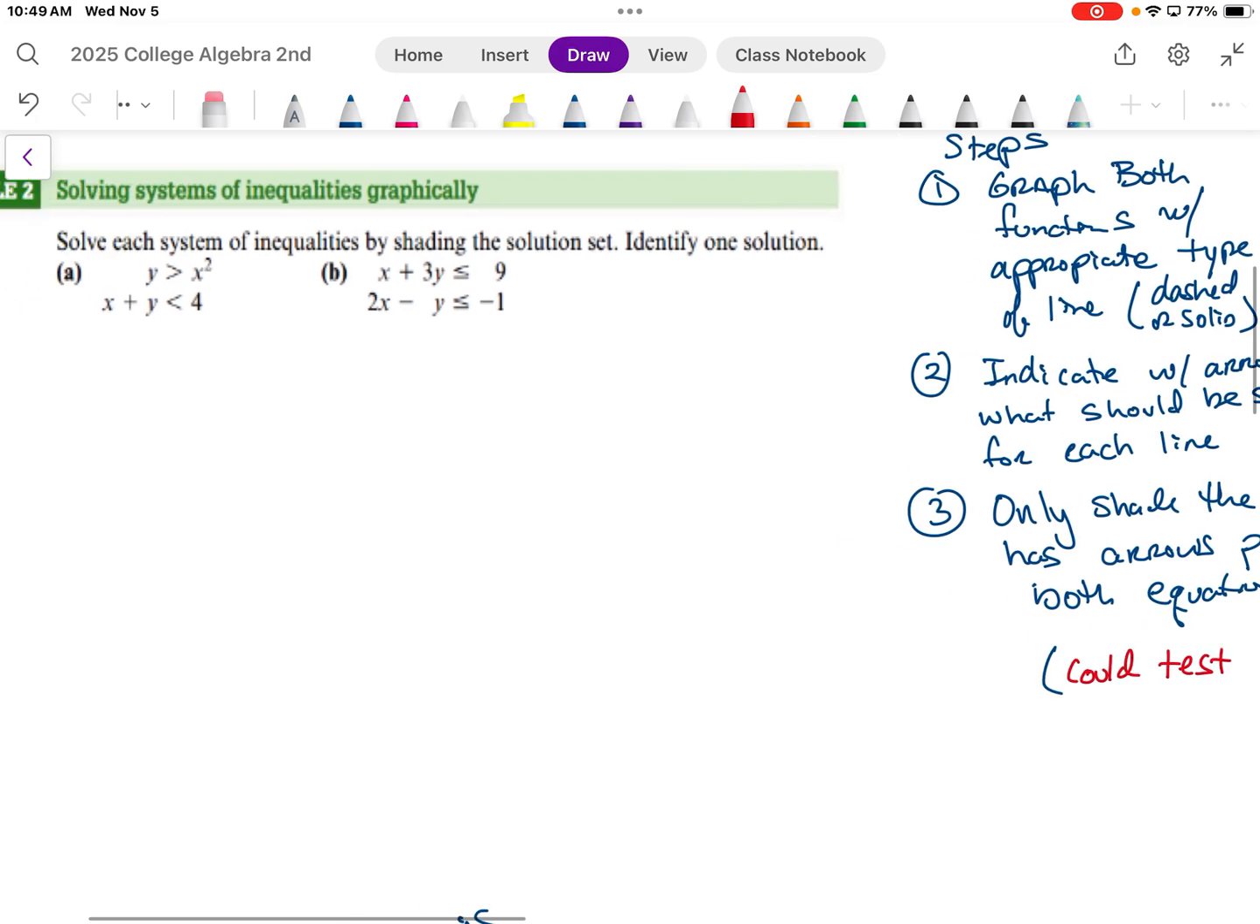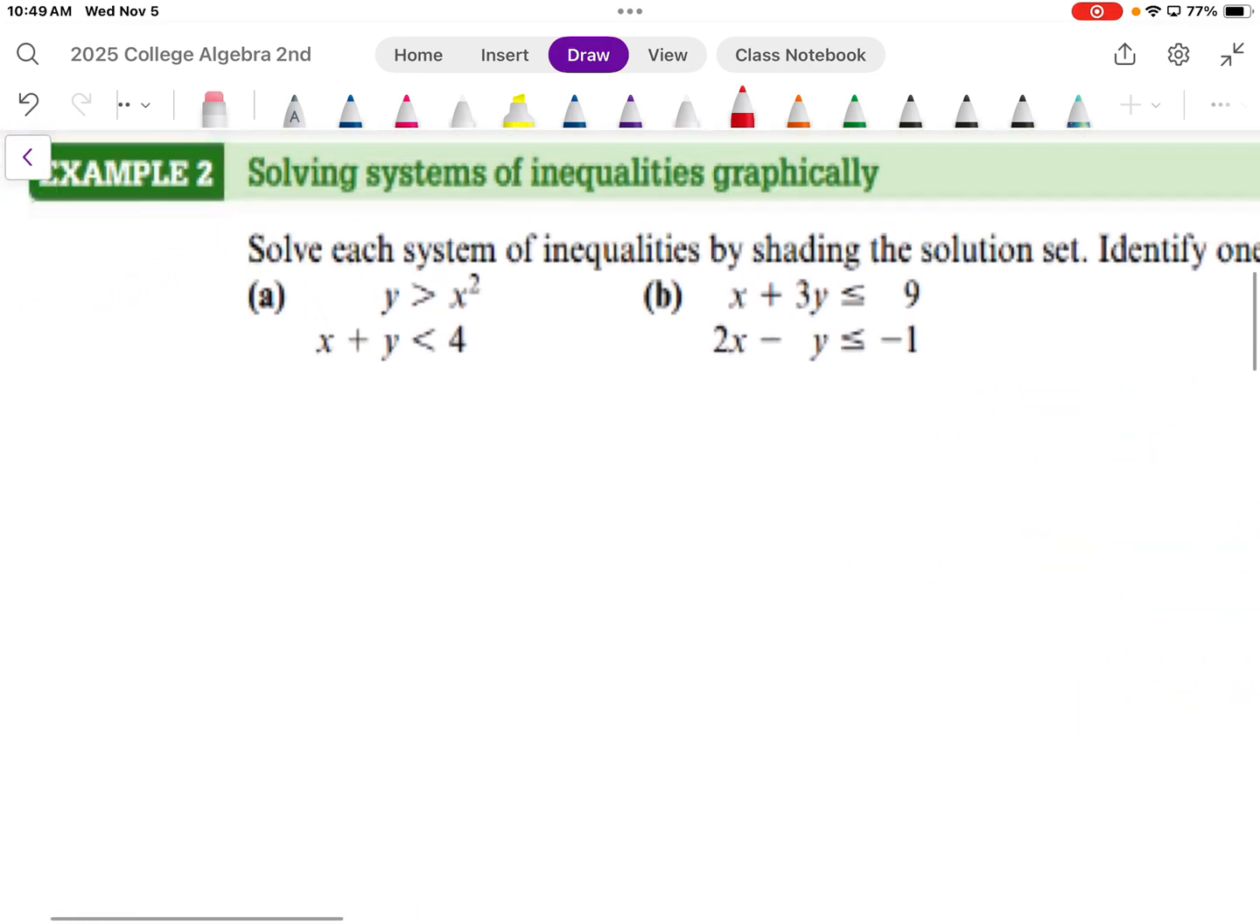All right, so let's practice the one on the left. Let's practice A. So the first one is already solved. The second one, I'm going to go ahead and bring the x over. So I have y is less than negative x plus 4. That's one of the equations. y is greater than x squared is the other one.